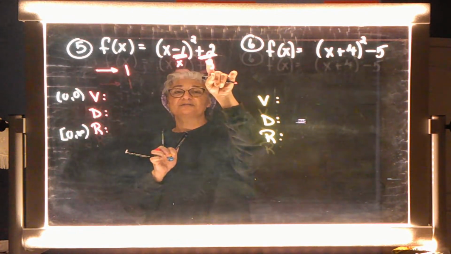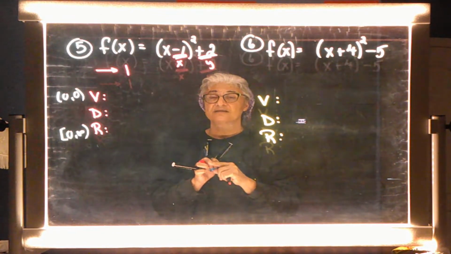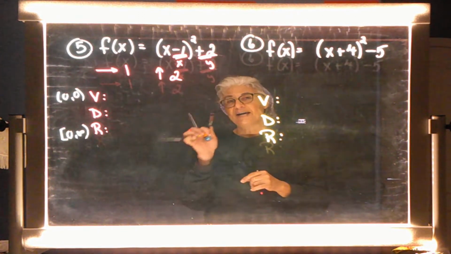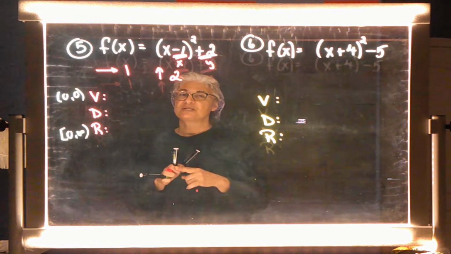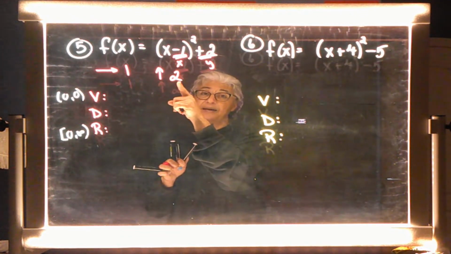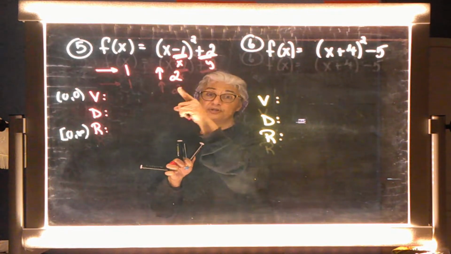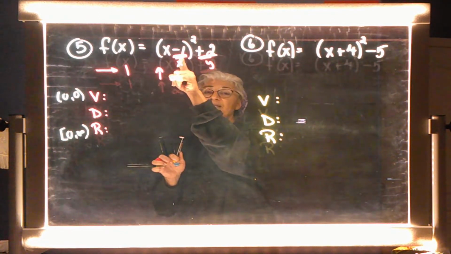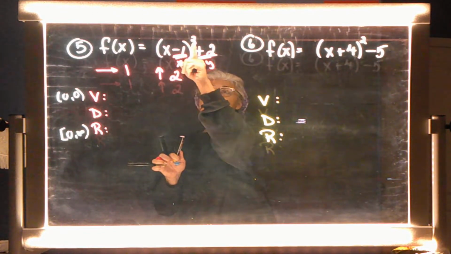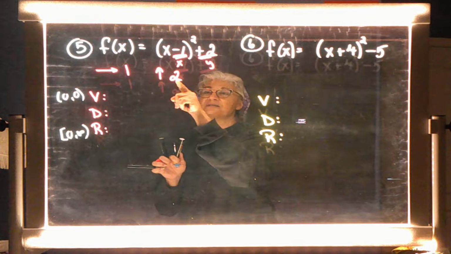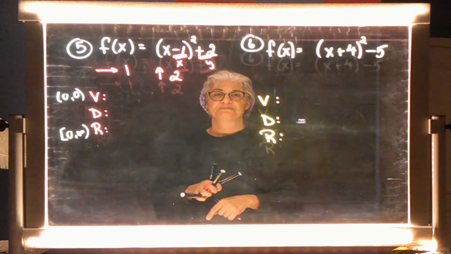Now, this positive 2 at the end is affecting the y's. Good, which means it's going up 2 spaces. Now, let's double check and make sure that this makes sense, because I should get that positive 2. I should go up 2 spaces. Positive 1 plugged in, minus 1 is 0. 0 squared is 0. 0 plus 2 is positive 2, up 2 spaces.